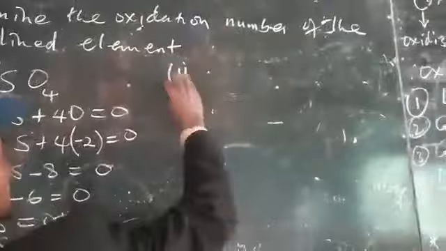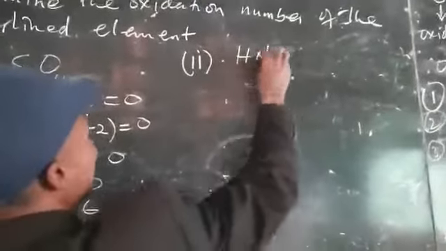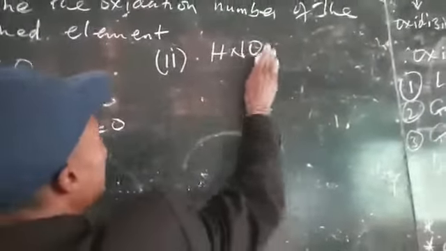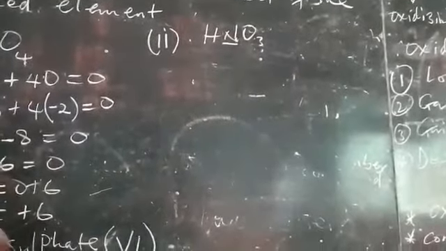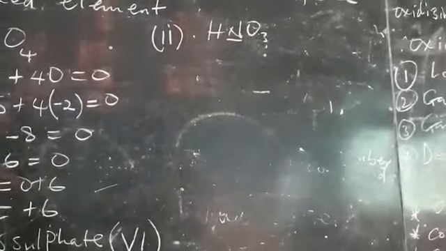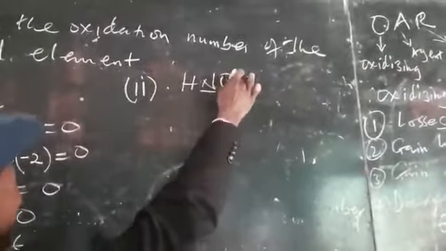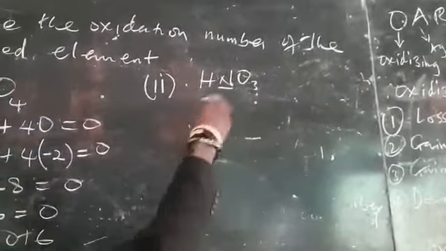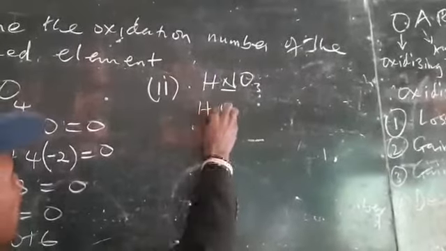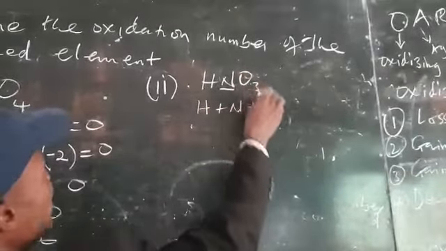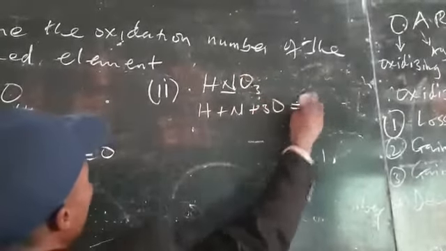Example 2 can be HNO3. This is also an acid. HNO3. Now I will underline nitrogen here. That means I'm interested in nitrogen. If I want to get the oxidation number of nitrogen in that compound, I will observe the compound. It is a neutral compound because there is no charge here. Since there is no charge, I add all of the hydrogen, nitrogen, and 3 oxygen atoms. Everything is equated to 0.